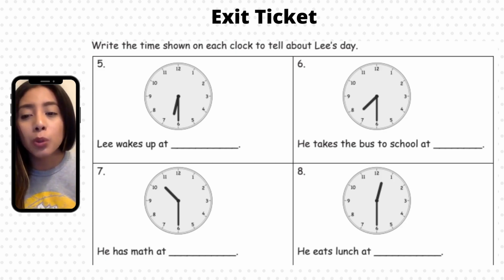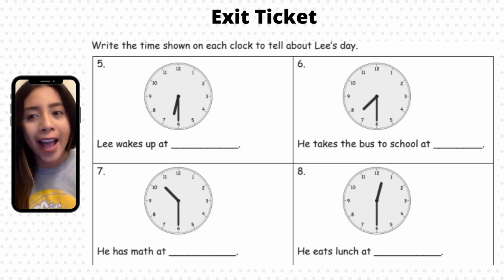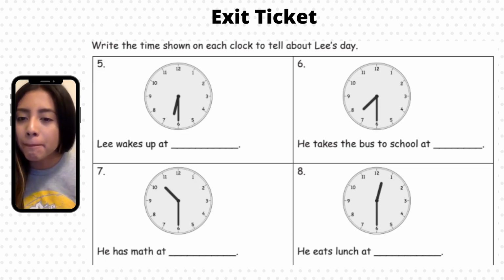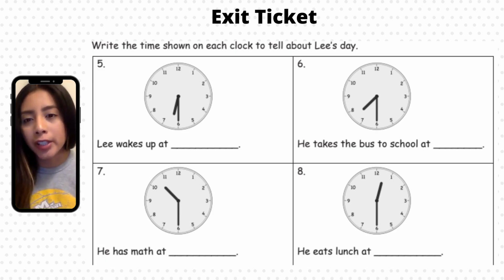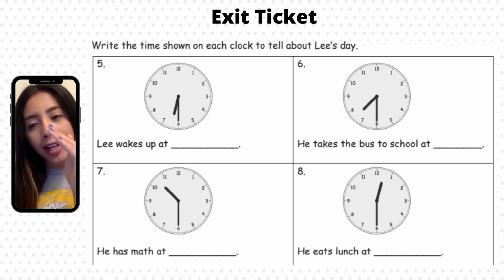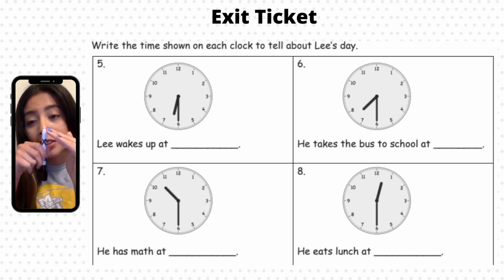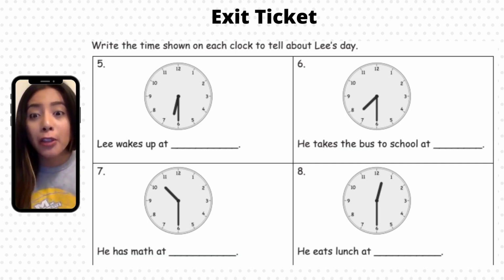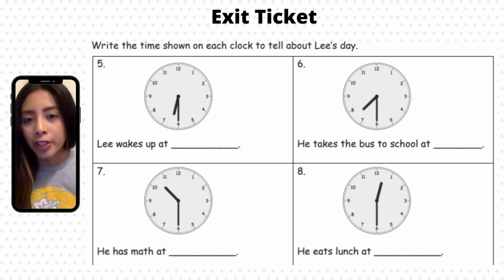He takes the school bus, or the bus to school, at... let's do this one together. I see that the hour hand, the smaller one, is a little past 7, which means we're still at 7 o'clock. But our minute hand, it's touching that 6, which means 30 minutes. So 7:30. He takes the bus to school at 7:30.